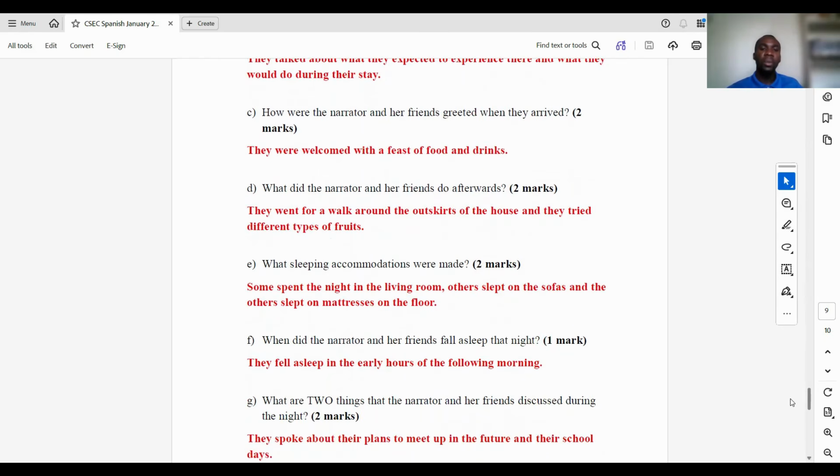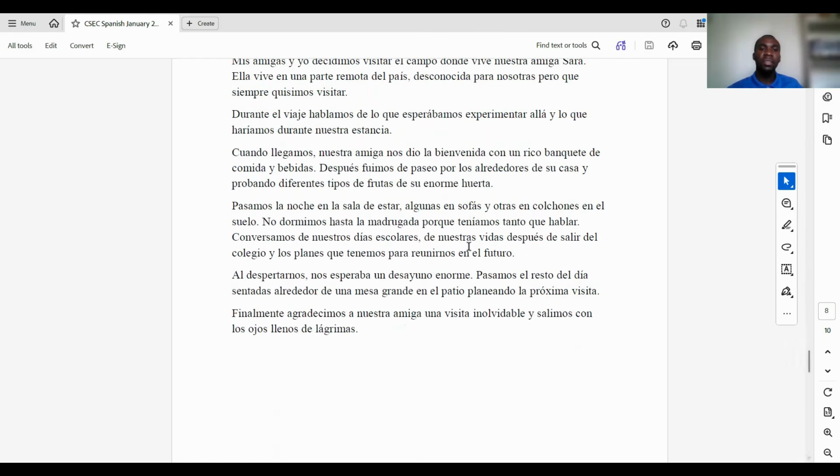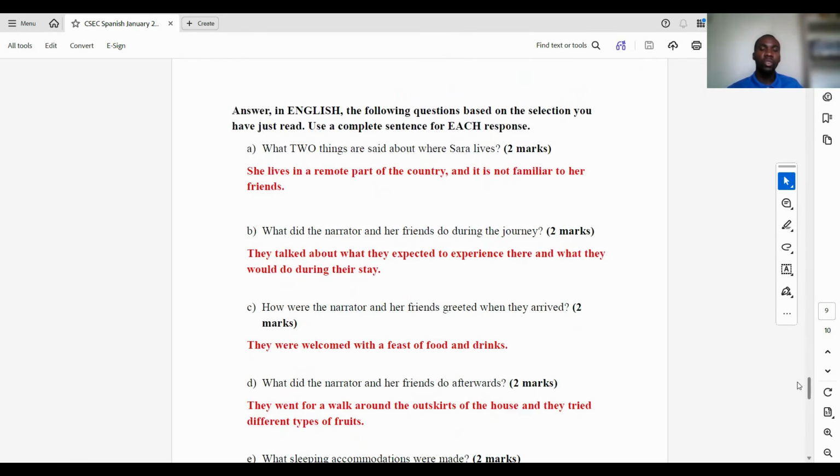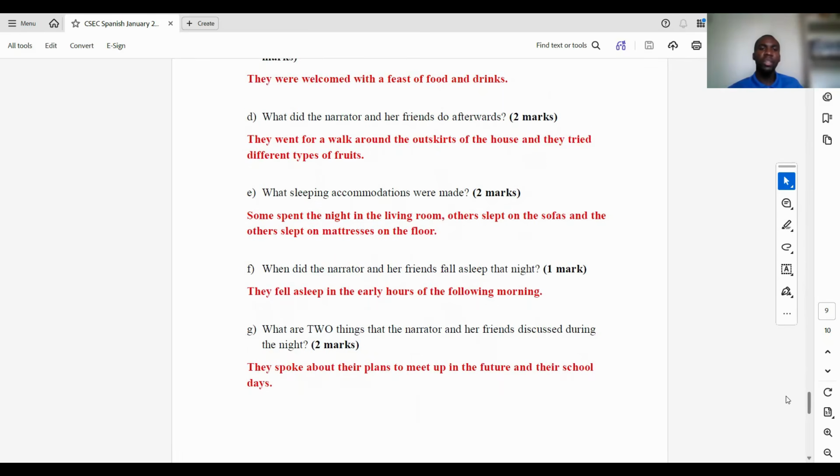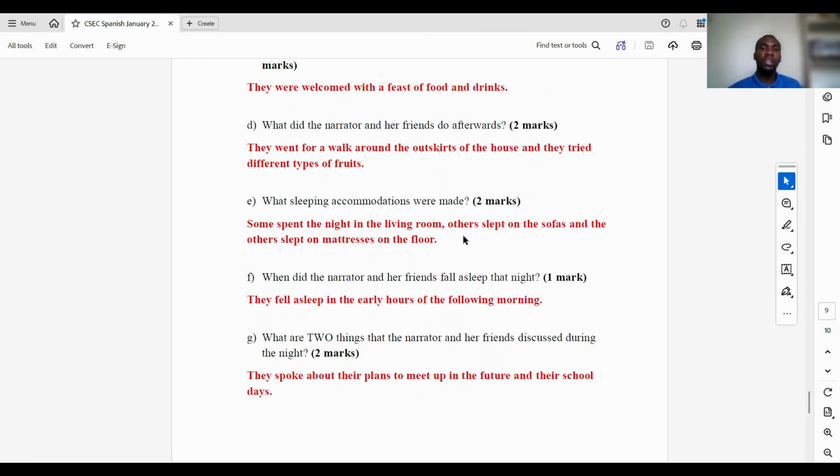Okay, E. What sleeping accommodations were made? It says, pasamos la noche en la sala de estar. So we spent the night in the living room. Algunas en sofás, some on sofas, y otras en colchones en el suelo, and others on mattresses on the ground, or on the floor. So those were the accommodations, because it was worth two marks. So some spent the night in the living room, others slept on the sofas, and the others slept on mattresses on the floor. So those were the sleeping accommodations made.